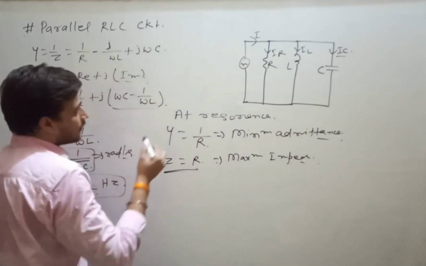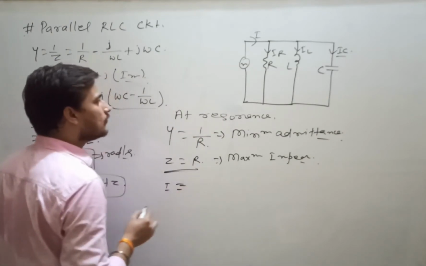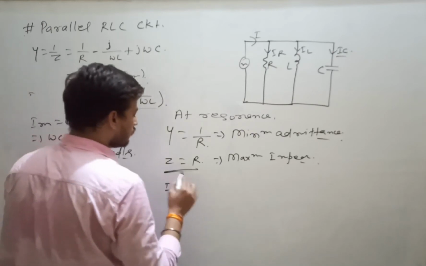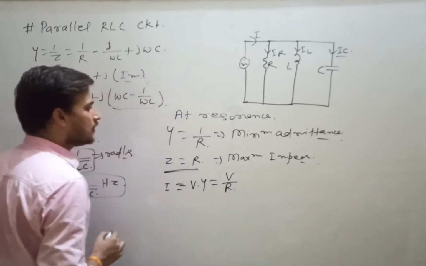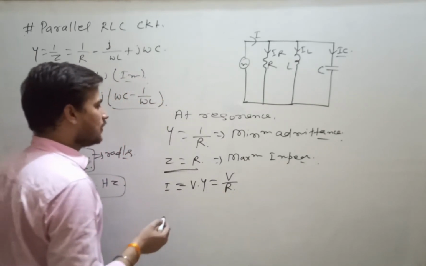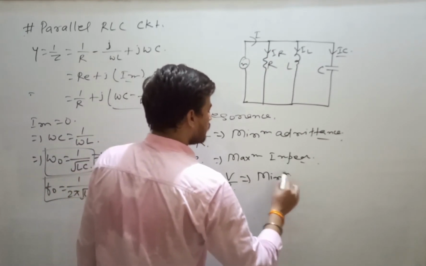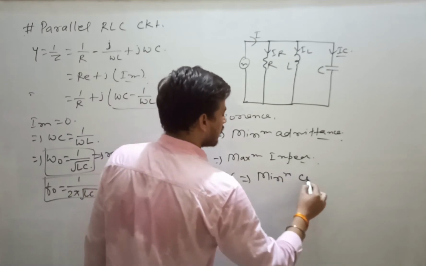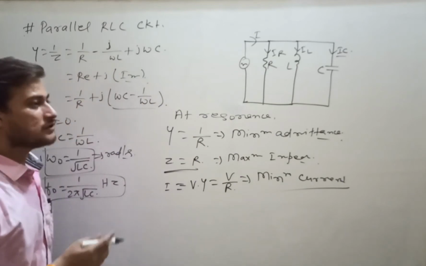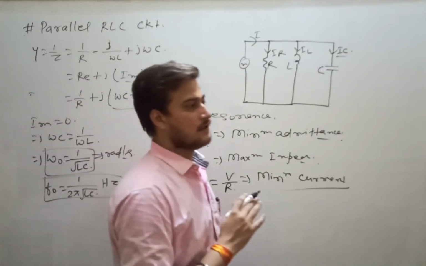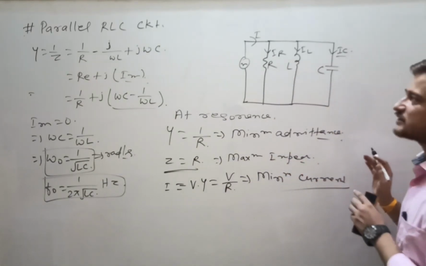Clear? Next, if you write the current, the current will be equal to V into Y, so here it is V by R. Now you see admittance is minimum, that means current will also be minimum in this condition. Impedance is maximum, that means minimum current. That means these parts are just the opposite of the series RLC circuit. Clear? The parallel RLC circuit is just opposite of the series RLC circuit.